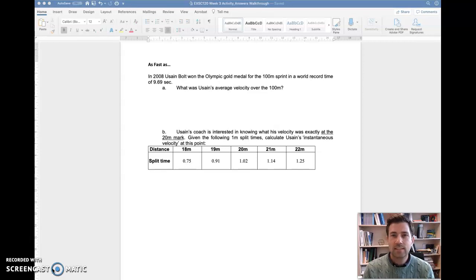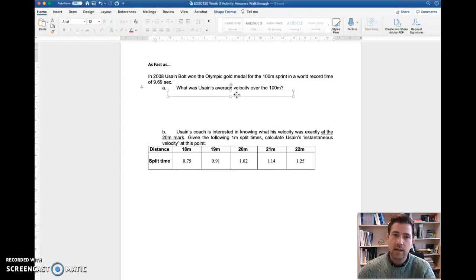So the next one we've got is this, as fast as. In 2008, Usain Bolt won the Olympic gold medal for the 100-meter sprint in a world record time of 9.69 seconds. What was Usain's average velocity over the 100 meters? Should be fairly straightforward, similar to other velocity questions you may have seen. So 9.69 seconds is the time.